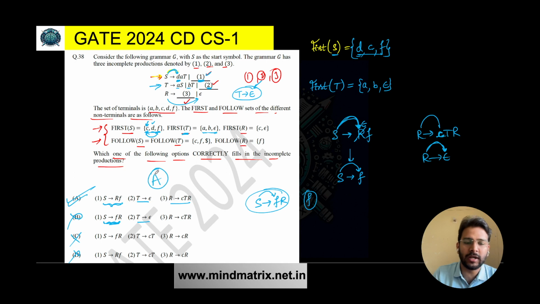Option A is the correct answer for this question. I hope it is clear. So by option elimination, you can quickly find out the correct answer. You don't have to check follow also in this question. Just on the basis of first, you are able to find the correct answer. Okay. So option A is the correct one.